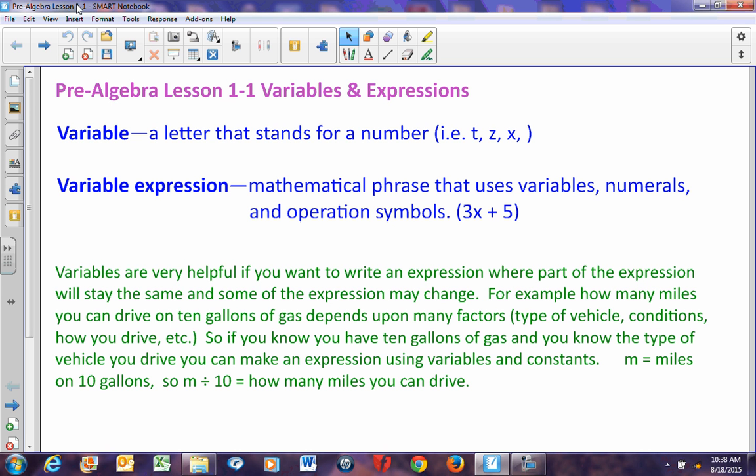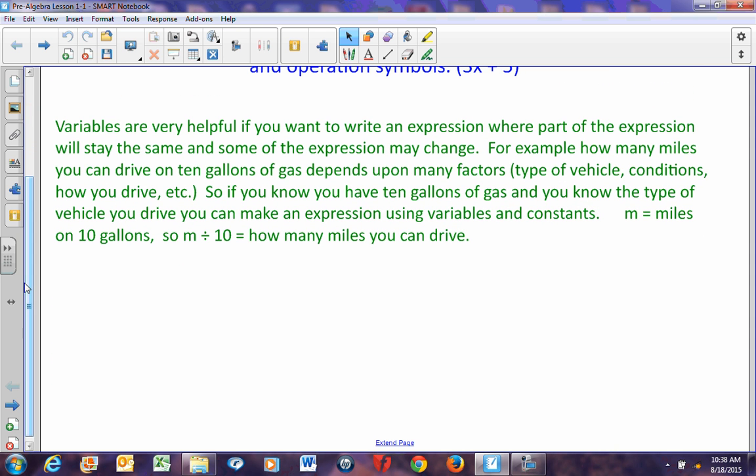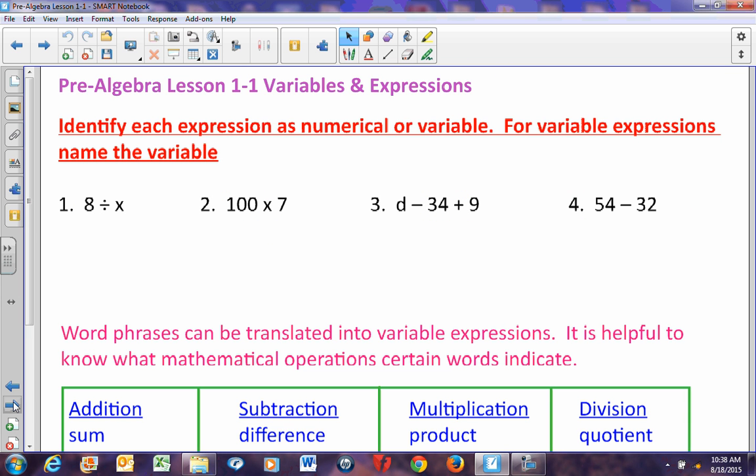For example, how many miles you drive on 10 gallons of gas depends upon quite a few factors: the type of vehicle you're driving, the conditions that you're driving in, and how you drive, whether you drive erratically or very conservatively. So if you know you have 10 gallons of gas and you know the type of vehicle you drive, you can make an expression using variables and constants. For example, if m equals miles on 10 gallons, m divided by 10 equals how many miles you can drive. That would be a variable expression. And we're going to be working with variable expressions throughout this entire pre-algebra class, the entire year.